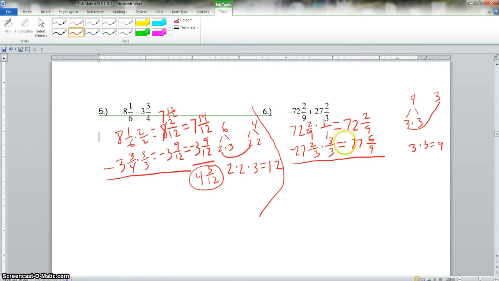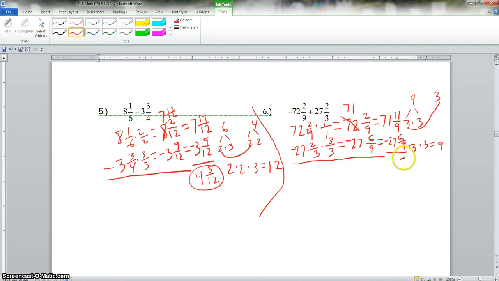Now we have that same situation here. Our bottom fraction is larger than our top fraction. So what we have to do is borrowing. So we know when we borrow here that this will become 71. And like I told you before, your denominator still stays 9, but now your numerator, you could just say 9 plus 2 is 11. So it'll be 71 and 11 over 9 minus 27 and 6 ninths.